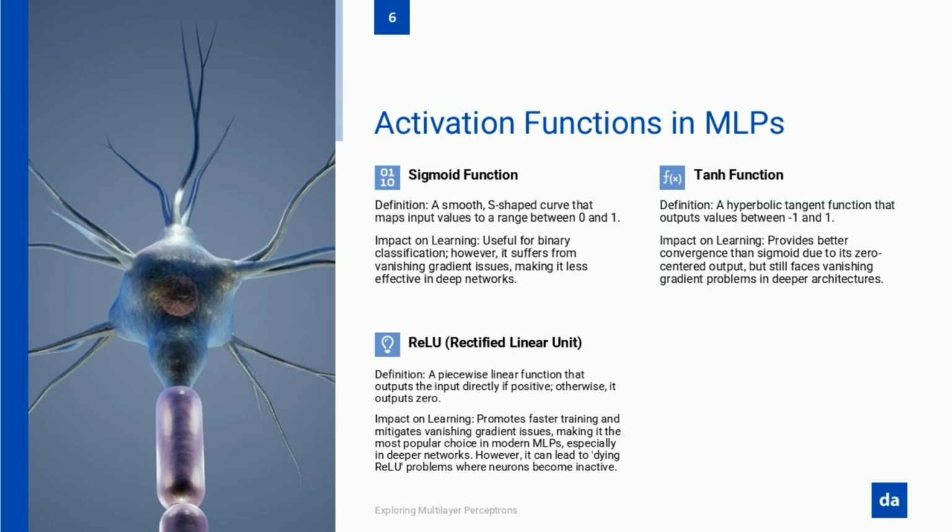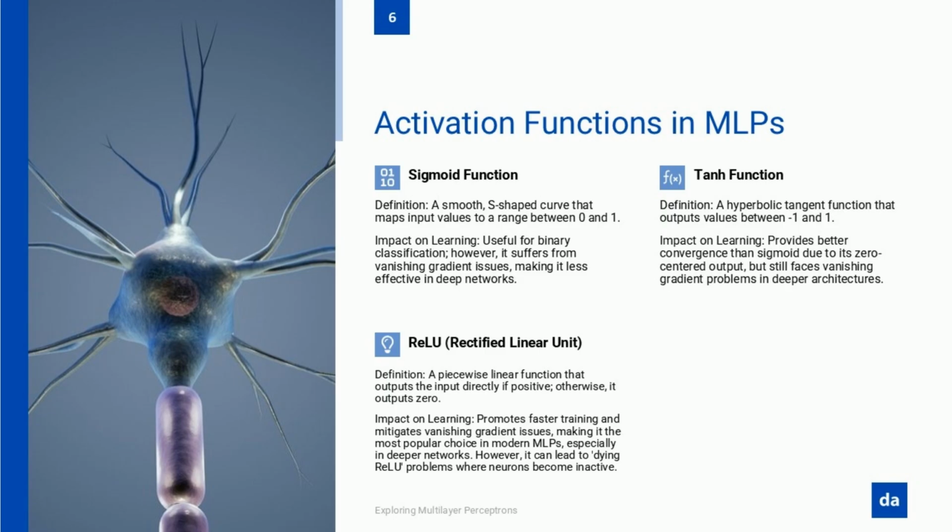Next, we've got the tanh function, short for hyperbolic tangent. It's similar to sigmoid, but it ranges between -1 and 1 instead of 0 and 1. Why is this better? Because it's zero-centered, meaning it can handle negative values better, leading to faster learning. But it still suffers from the vanishing gradient issue, making it less ideal for deep networks. And then we get to the superstar, ReLU, rectified linear unit. This is the function that revolutionized deep learning. Instead of squashing values like sigmoid or tanh, ReLU just says, if the input is positive, keep it.